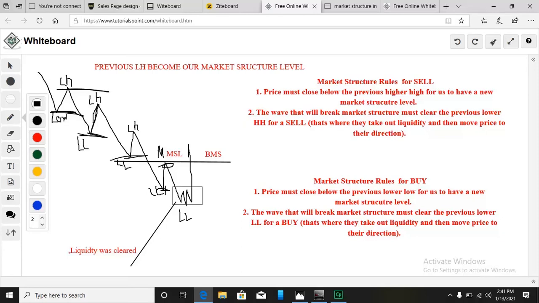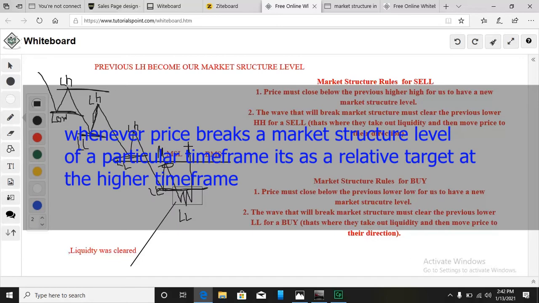Now, what happened here? They cleared liquidity at this particular area, then they shot price up. Now, this is market structure for you. Listen, the market won't reverse until we have a break of market structure. It won't retrace until we have a break of market structure. And also understand that whenever price breaks a particular market structure level on a particular time frame, it has a target in respect to the higher time frame.